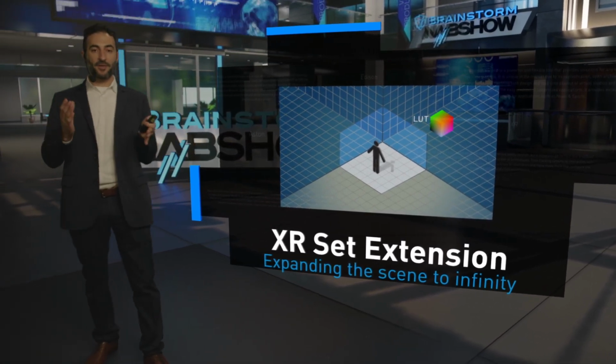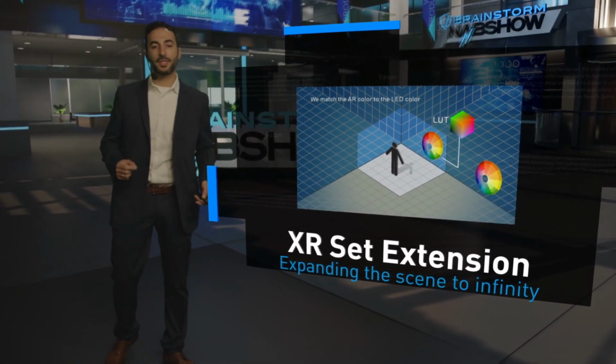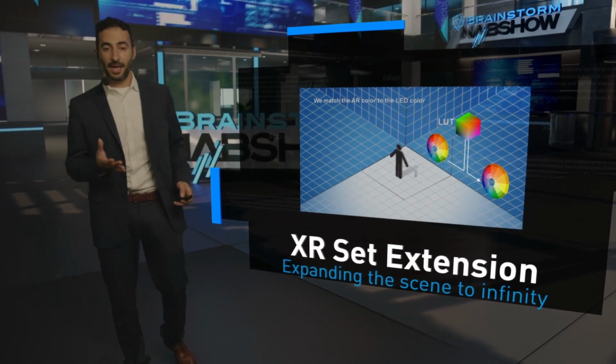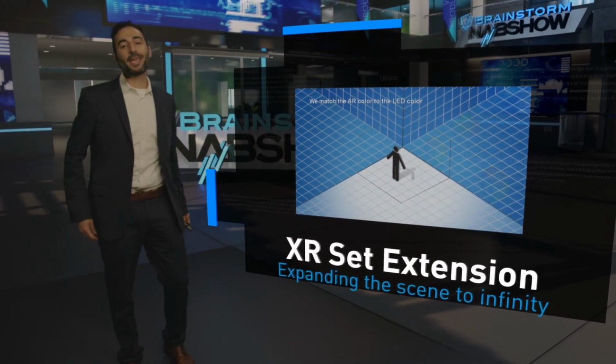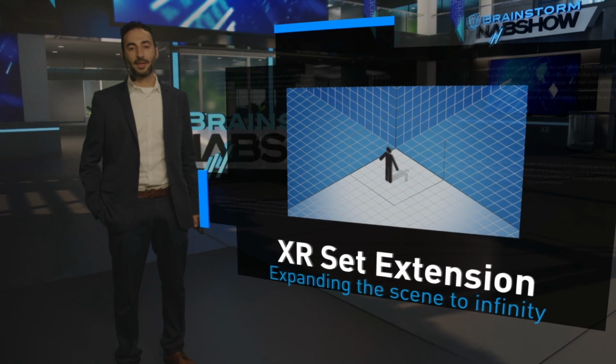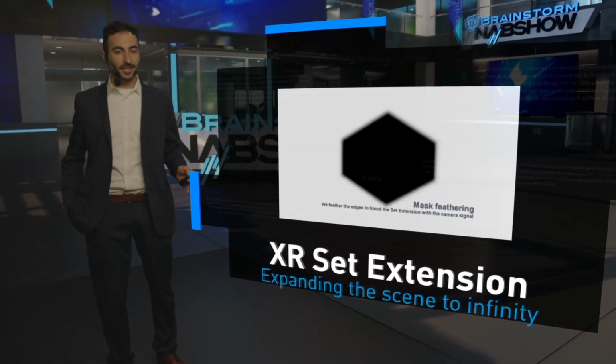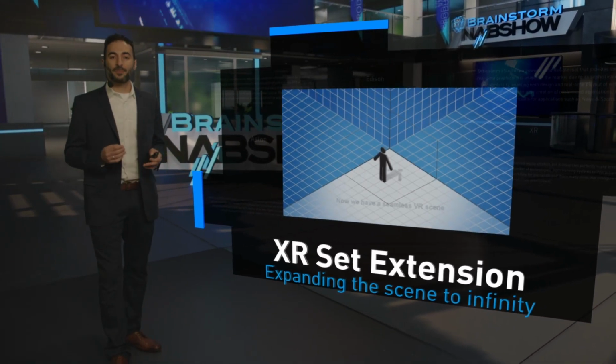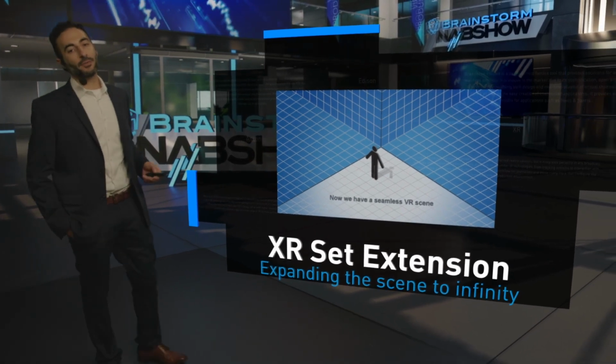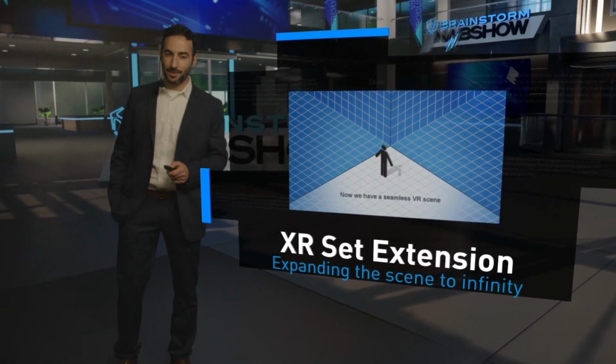So what do we do? Infinity Set uses 3D LUTs to ensure the virtual render and the LEDs display exactly the same color in the output scene. Then we simply need to fade the edges of the set extension to perfectly match with the LED area, resulting in a seamless background.